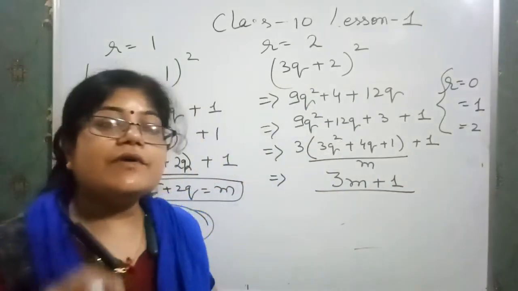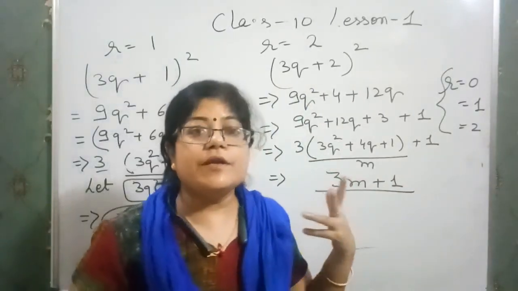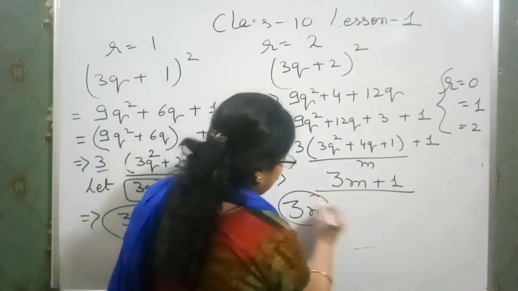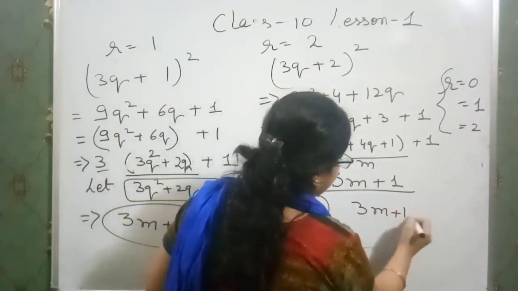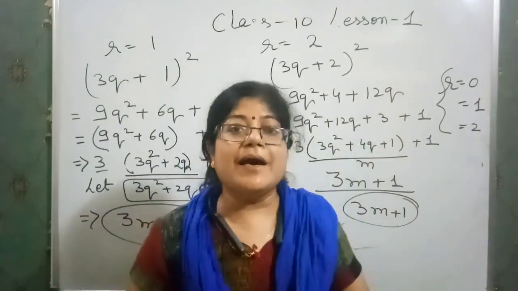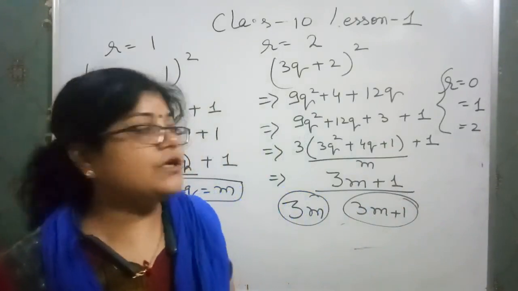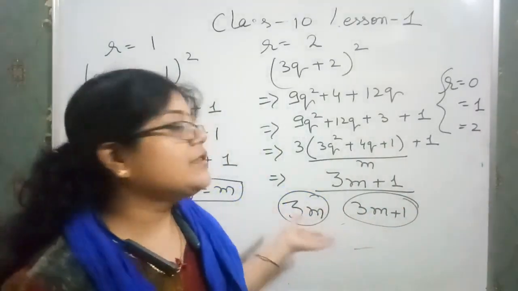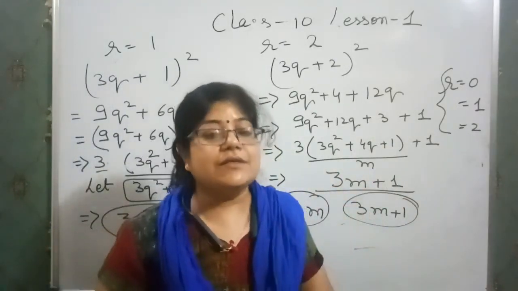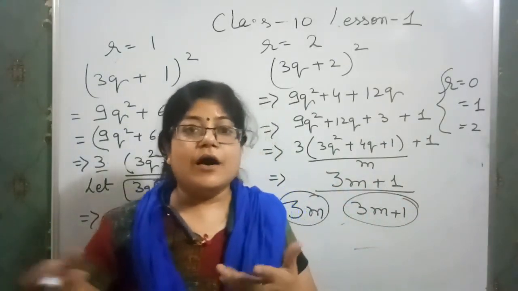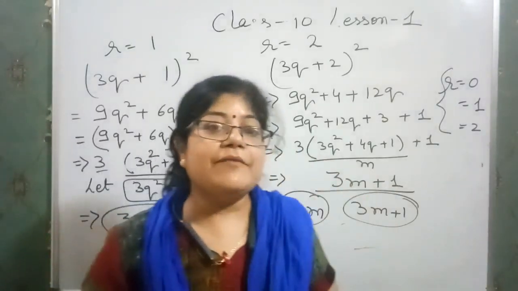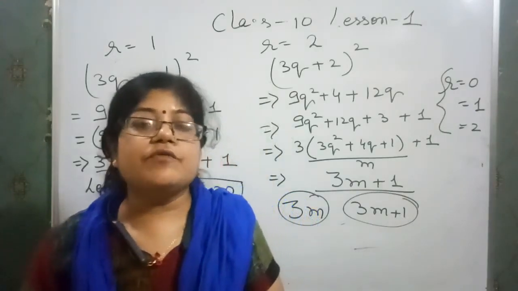So whenever we do the square of any positive integer, either it has the form 3m or it has the form 3m plus 1. This is the concept you have to keep in mind to solve each and every question related to the Euclid division algorithm. And after that, in your exercises you have to find how to find the HCF and how to find the LCM simply by prime factorization and by using the formula, etc.